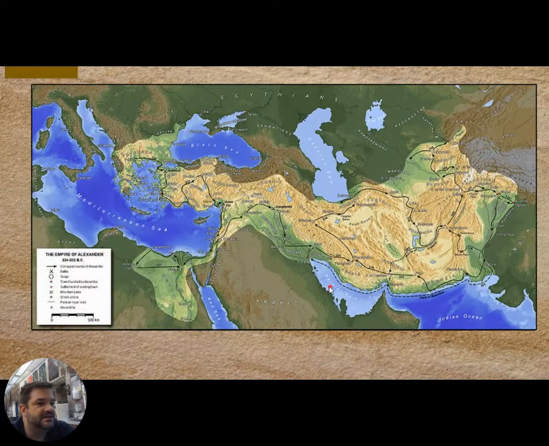All right? Here is his path through the Mediterranean world, through Mesopotamia, through Persia, Central Asia, into India, and it's in India that his troops are like, we're done. We want to come home. He's like, no, but adventure. We're conquering the world. And his troops are like, nope, we're done with this. So he says, fine, we'll go back.